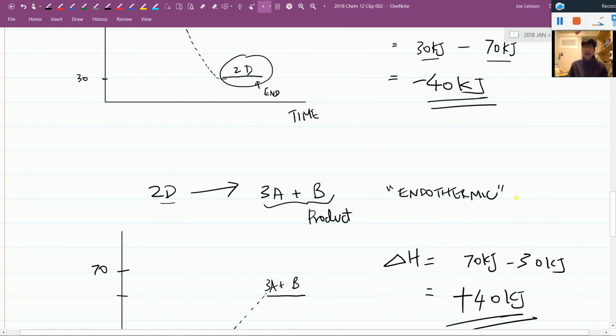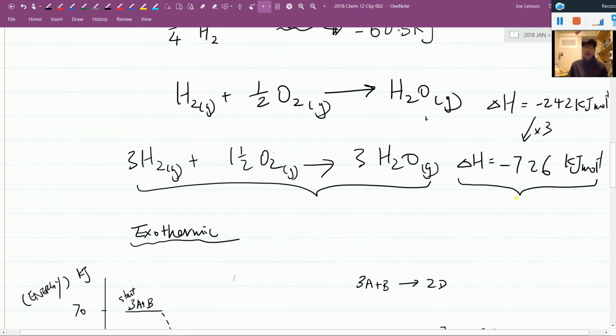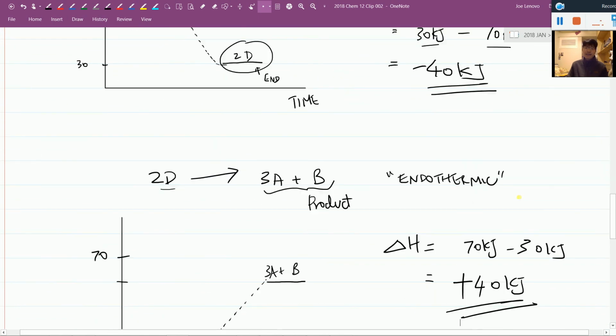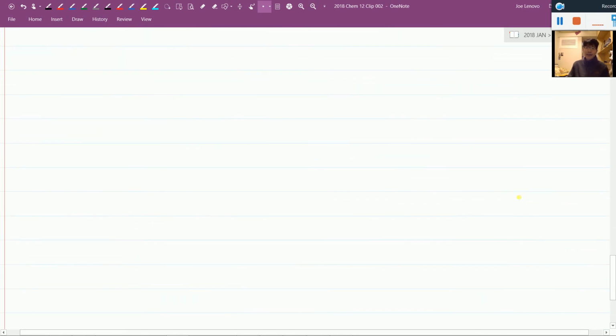So you may ask me, oh, why do you need to learn all this? How about if I make it up a bit worse? Let's say I give you 3A plus B forming 2D is delta H equals negative, let's say negative 100, which is a bit easier. Negative 100 kilojoules per mole.